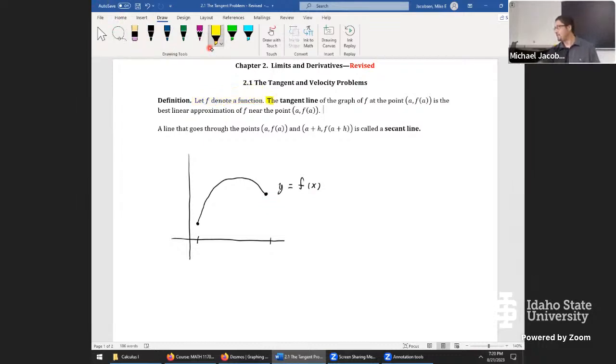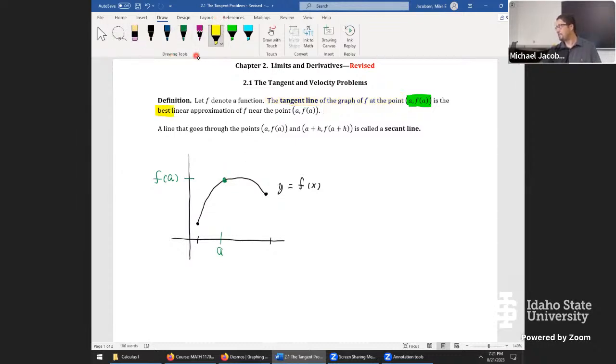The next thing it says is the tangent line of the graph of f at the point a, f of a, is the best linear approximation of f near a, f of a. To me, when I read that sentence, that's the most confusing part, the coordinates a, f of a. Let's throw that on our graph. I'm going to put my a right here once I select the pen. So a just has to be somewhere in the domain from this location to this location on the horizontal axis. Once we put down a location, this will be the point f of a on the y-axis. So that's our output value. We want a tangent line to occur exactly here is what the definition is indicating.